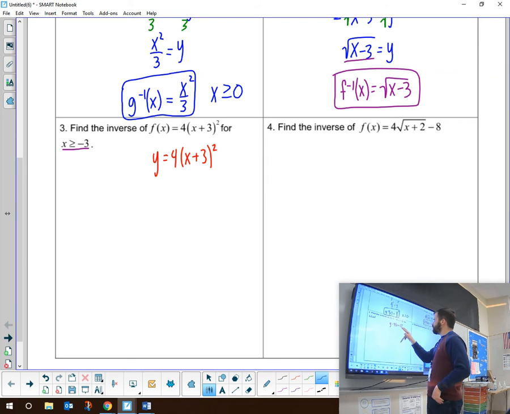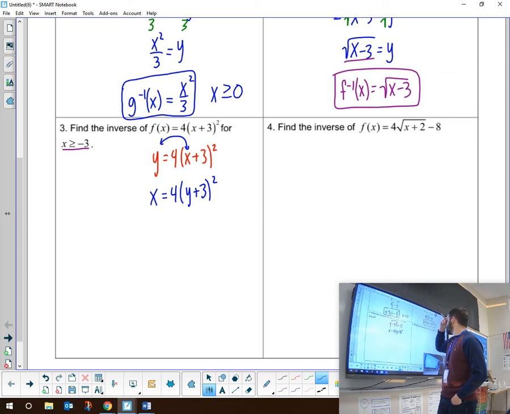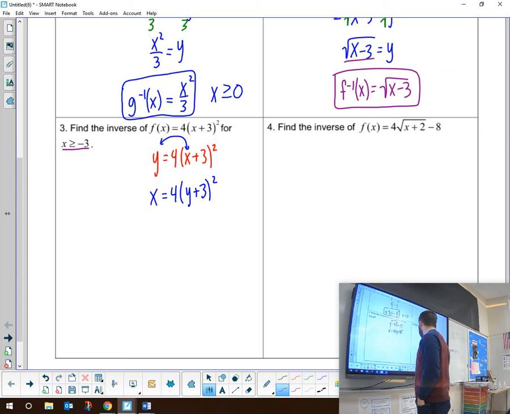Second step, switch my x and y, right? These two are going to switch. So we're going to have x equals 4 times y plus 3 squared. And then we're just going to solve. To start off solving, we need to divide by 4. So I'm going to divide by 4 here. We're going to have x over 4 equals y plus 3 squared.